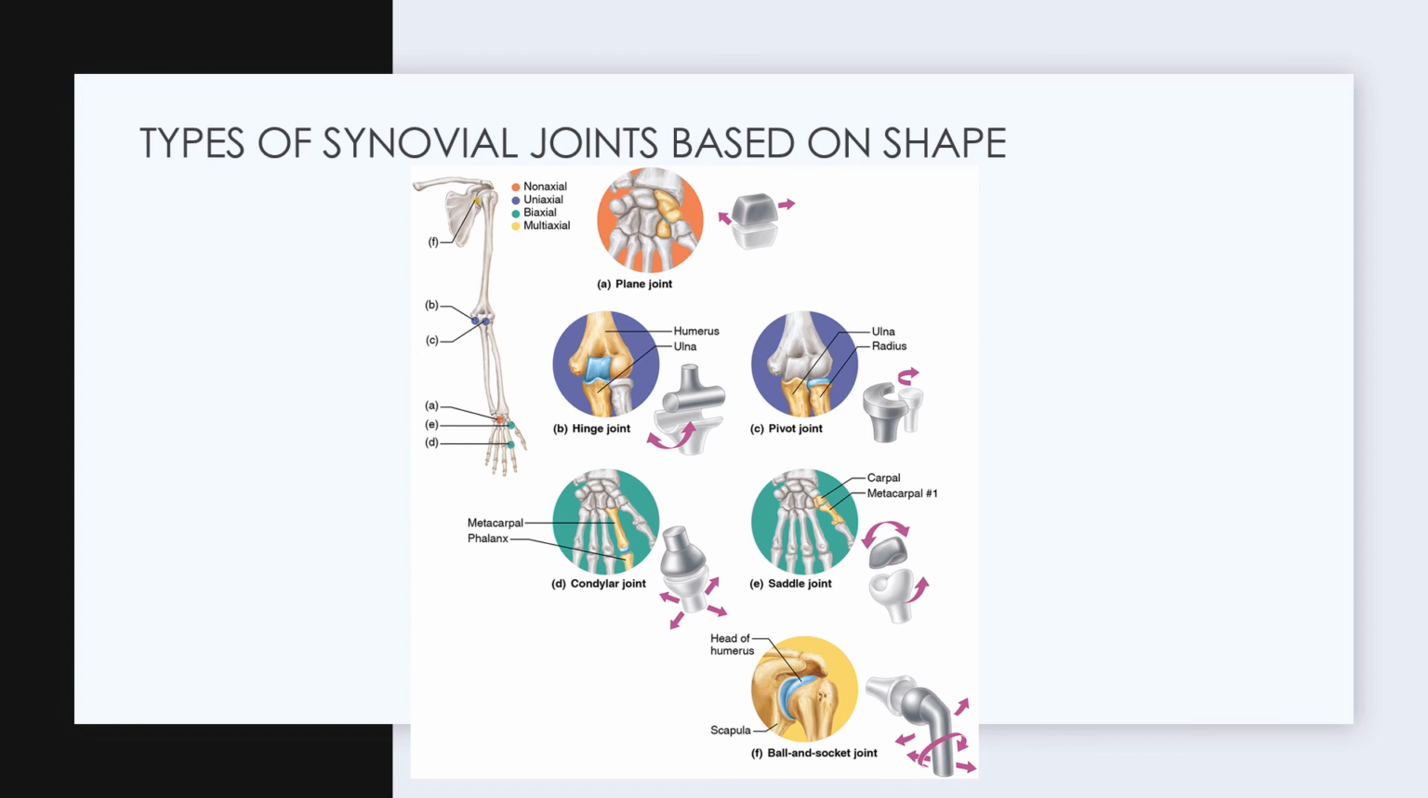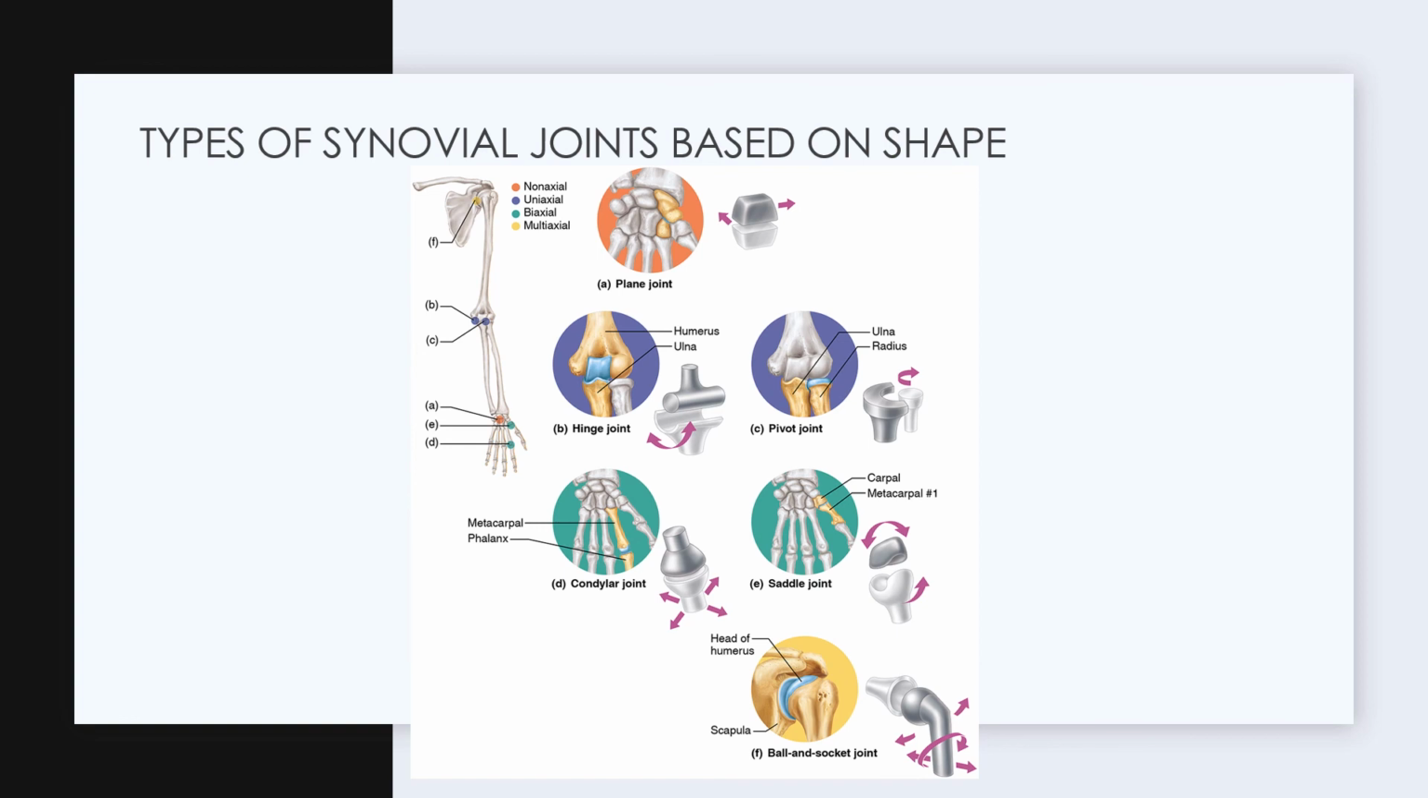In E, we can see a saddle joint. So each articular surface has both convex and concave areas, like a saddle for a horse. They're biaxial, allowing the same movement as condylar joints. And a good example is the carpometacarpal joint in the thumb, which is responsible for our opposable thumb.